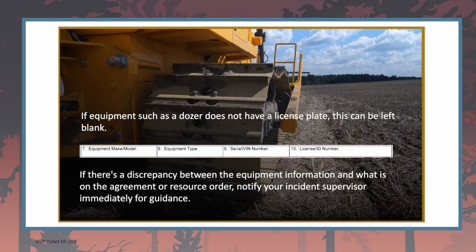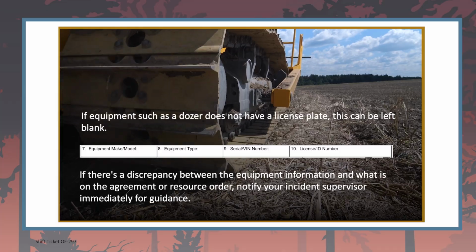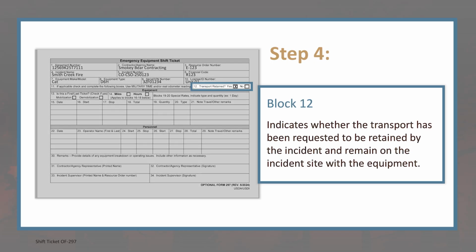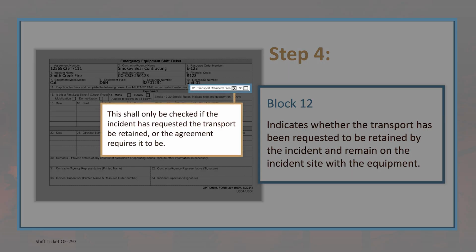If there's a discrepancy between the equipment information and what is on the agreement or resource order, notify your incident supervisor immediately for guidance. Block 12 indicates whether the transport has been requested to be retained by the incident and remain on the incident site with the equipment. This shall only be checked if the incident has requested the transport be retained or the agreement requires it to be.